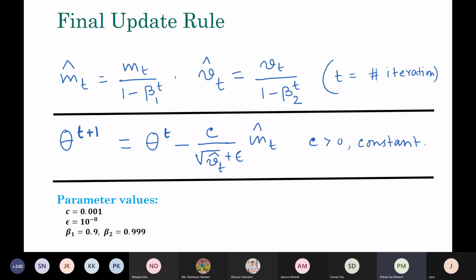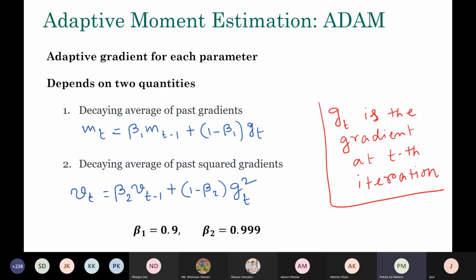So can you please repeat what MT and VT are? Okay, MT and VT. Let me go back to my expression. So here is this MT. MT is basically a moving average of the gradients. Make sense? Yes, sir. Okay, and VT is basically a moving average of the squared gradients. Make sense? Yes, sir, clear.